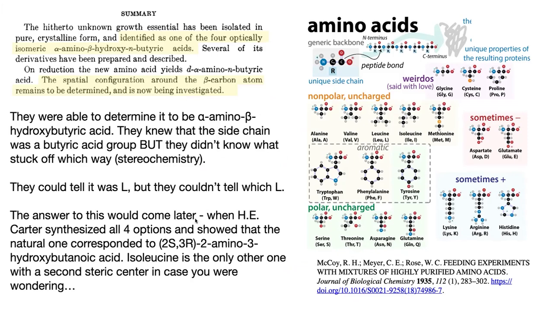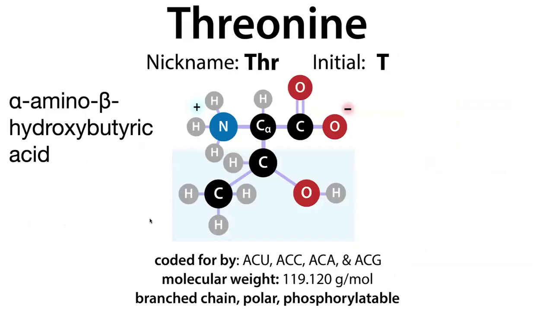Carter synthesized all four of the potential options and showed that the natural one corresponded to 2S, 3R, 2-amino, 3-hydroxybutanoic acid. And as to all that naming, basically if we think of this as our alpha carbon, it has an alpha amino group as well as an alpha carboxyl group. But because you're naming in terms of the acid here, this would be your alpha amino group. And then this would be beta hydroxy.